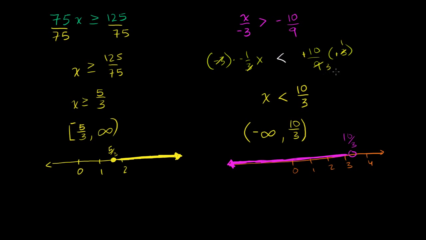Let's do one more. Say we have x over negative 15 is less than 8. Once again, let's multiply both sides of this equation by negative 15. So negative 15 times x over negative 15, and then you have an 8 times a negative 15. When you multiply both sides of an inequality by a negative number, or divide both sides by a negative number, you swap the inequality. It's less than, you change it to greater than.